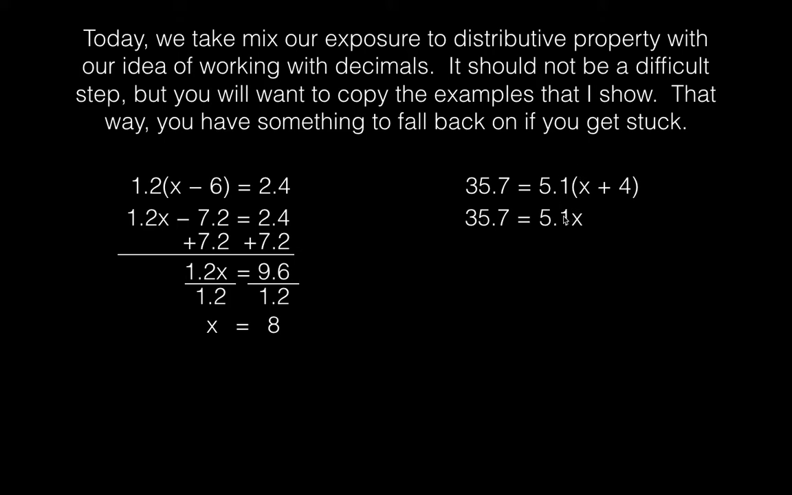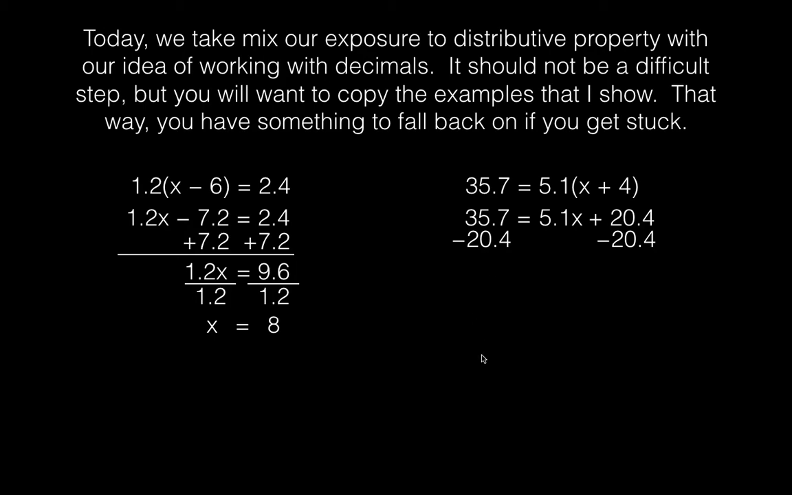Anyway, this time the distributive property is on the right side, so 35.7 comes down. 5.1 times x is 5.1x. 5.1 times 4, I believe, is 5 times 4 is 20, that is .4, so 20.4. We then have to recognize that x is on this side, and so these two numbers are the ones with x, and so this is the one that must go away. So 20.4, as it's plus 20.4, needs to be subtracted.